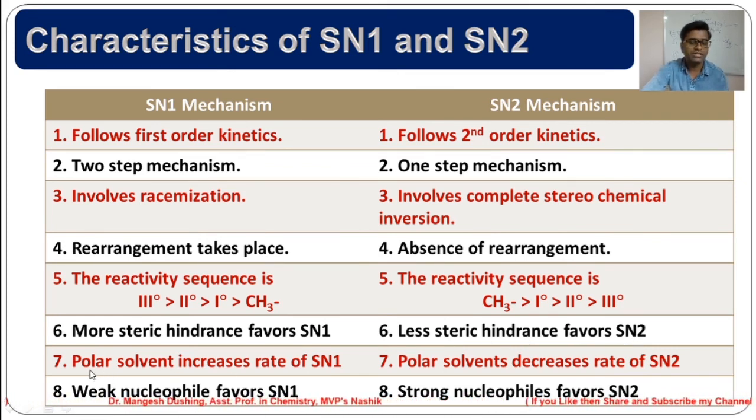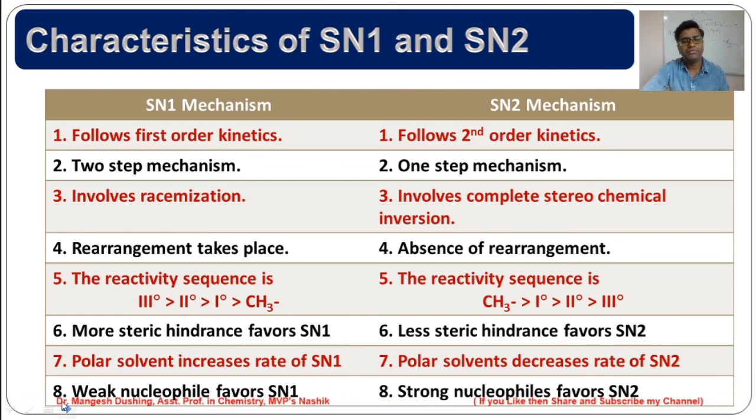Just in this video we saw that polar solvent increases the rate of SN1 reaction, while polar solvent decreases the rate of SN2 reactions, because polar solvents solvate the nucleophile in the case of SN2 reactions, while in the case of SN1, polar protic solvents increase the dissociation of the substrate as well as the stabilization of the carbocation. That's why the polar solvent increases the rate of the SN1 mechanism.